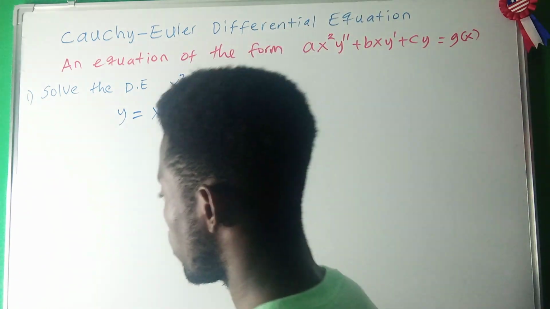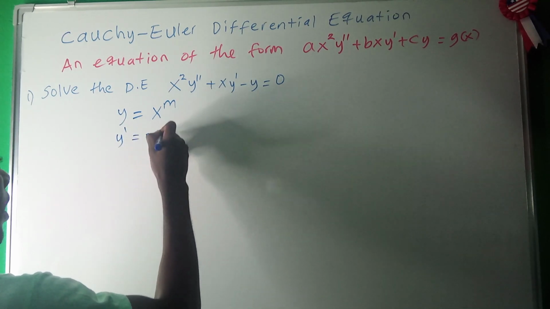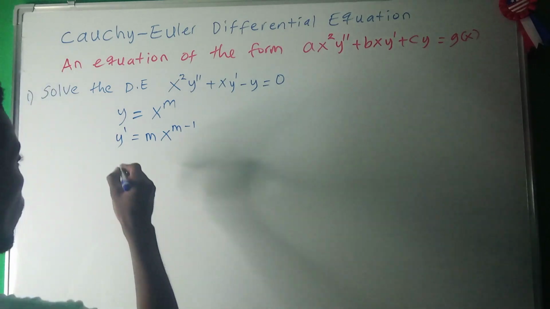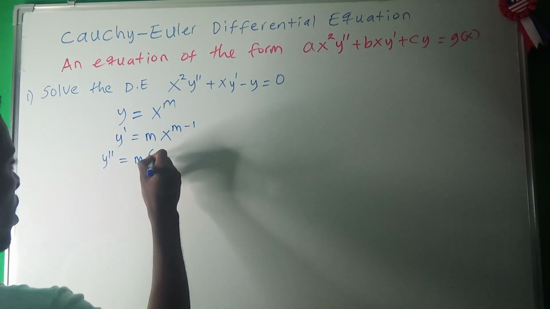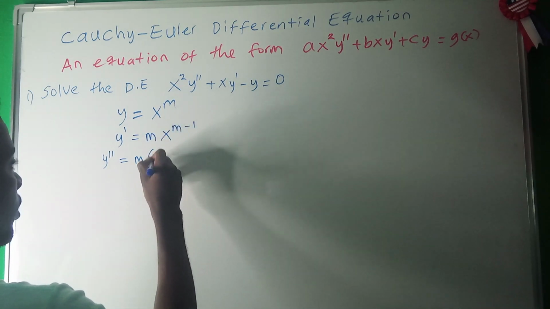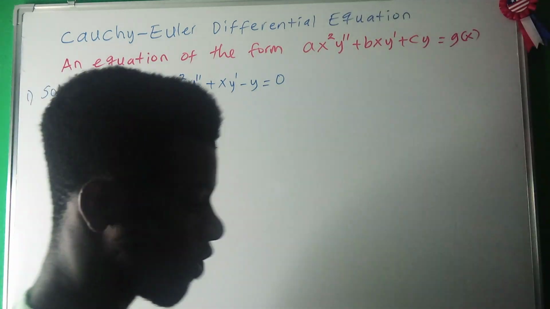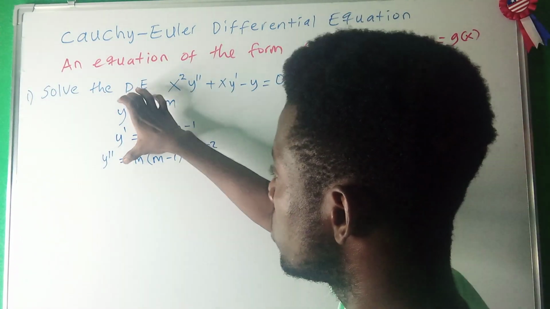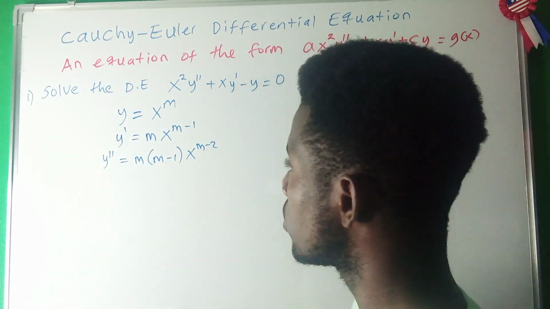So y is equal to x to the power m. Y prime will be equal to m x to the m minus 1. We use the power rule. And then y prime prime will be equal to m multiplied by m minus 1 x to the power m minus 2. Find the second derivative. Now after this, we are going to substitute these three values into this differential equation.